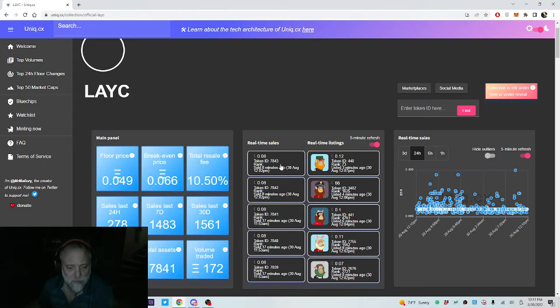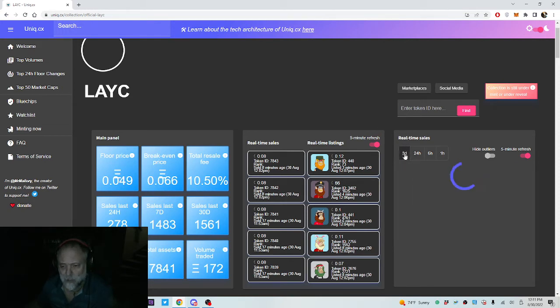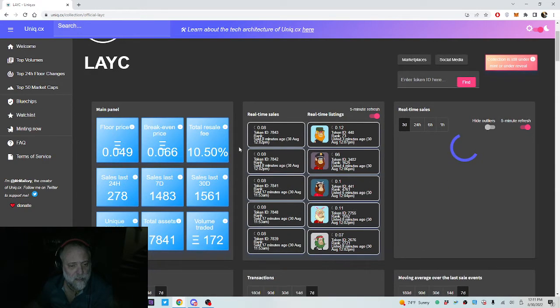The real-time sales is a very nice feature. It shows you what's being sold at any given time. By the 0.08, I would have to imagine these were all mints. Real-time listings shows you what things are being listed for. Some of them are really getting listed high. One thing I like about this is you can switch in between different metrics like your 3-day sales, 24-hour sales, and it's really nice because it shows you all the different things.